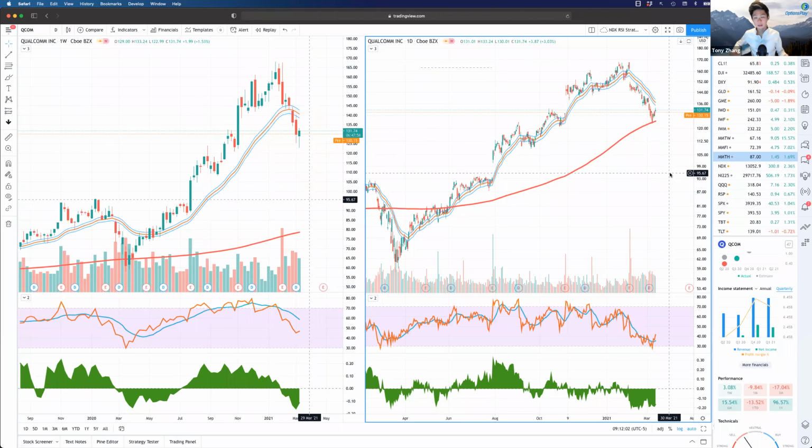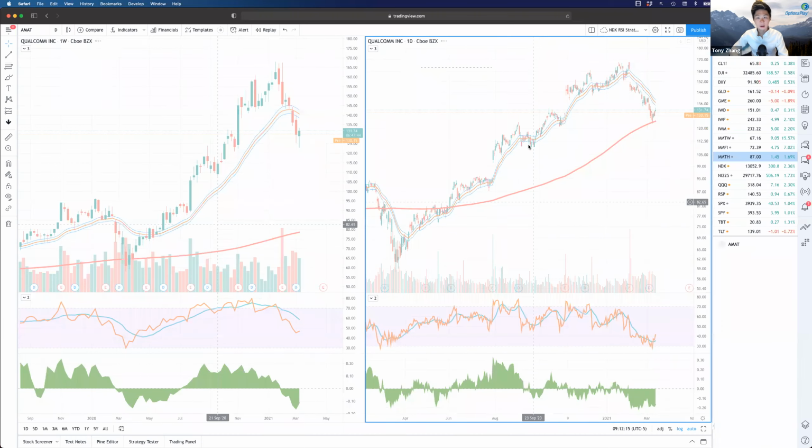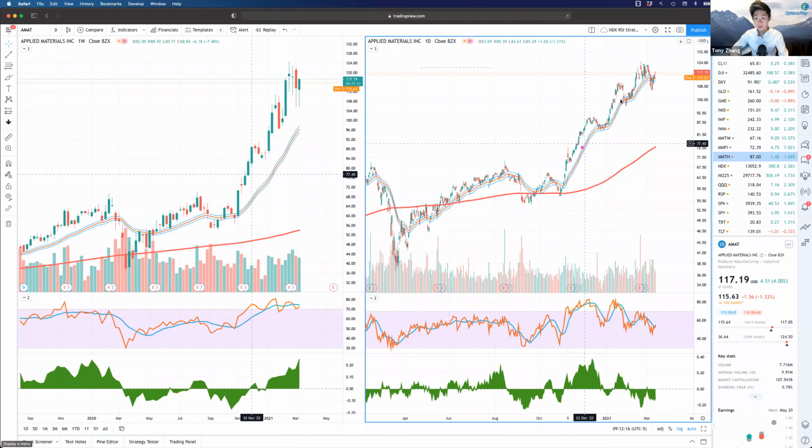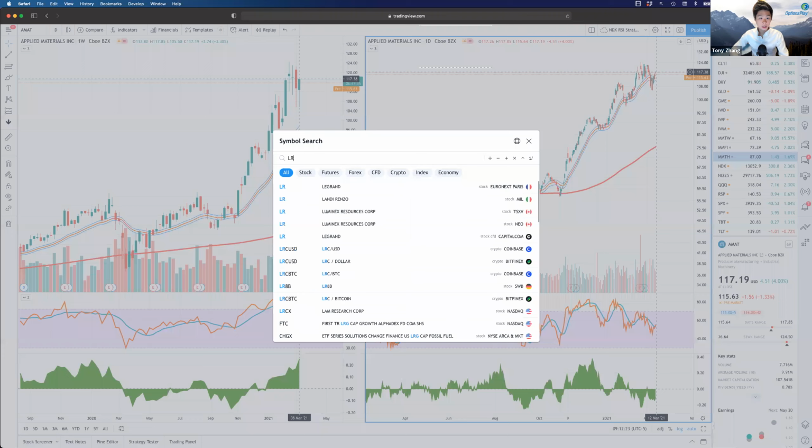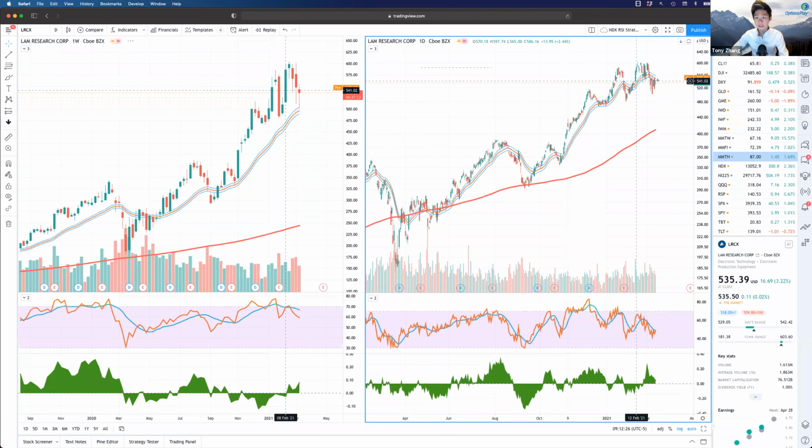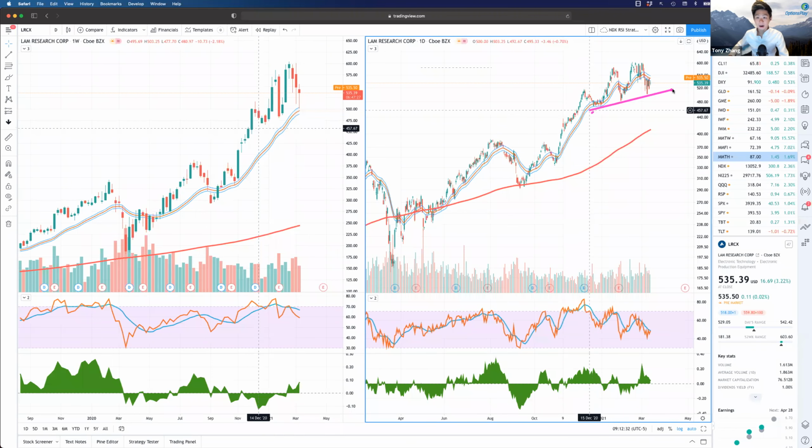the chip space, at least for me, I think the more impressive opportunities, in my opinion, are in more of the semi-cap names like Applied Materials. As you can see, continues to outperform. It's managed to get back above that 21-day moving average. Lam Research, LRCX, hasn't quite gotten back to that 21-day moving average, but as you can see, continues to make higher highs.